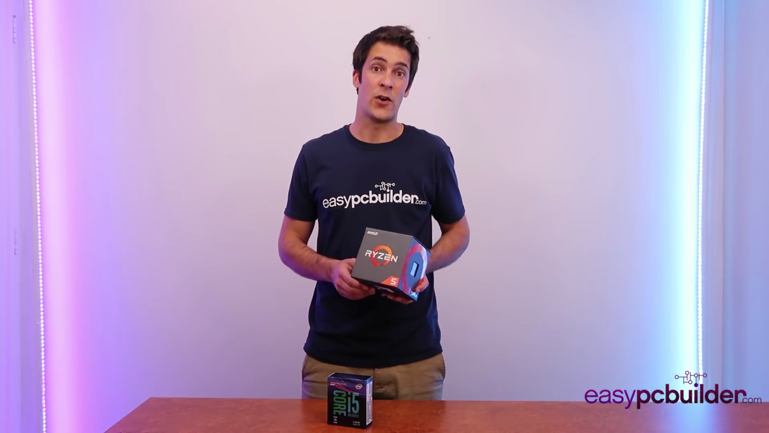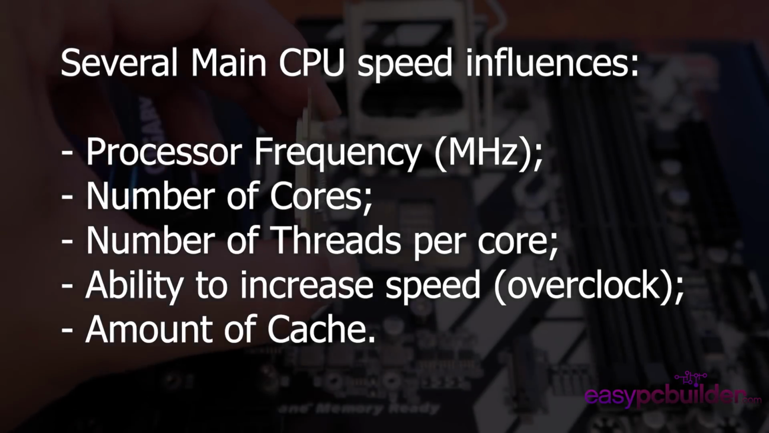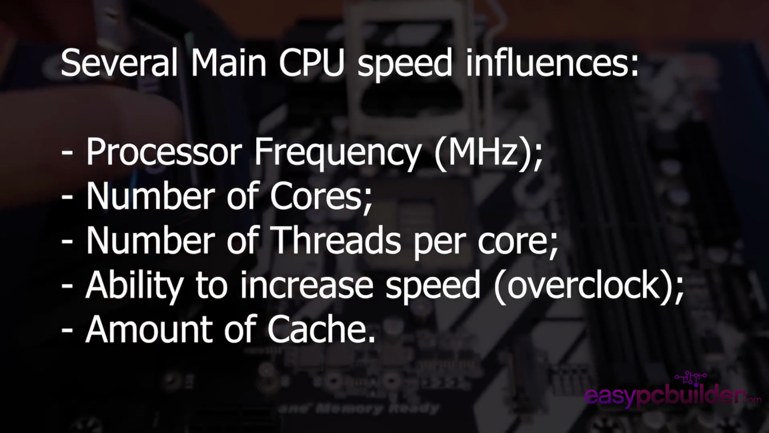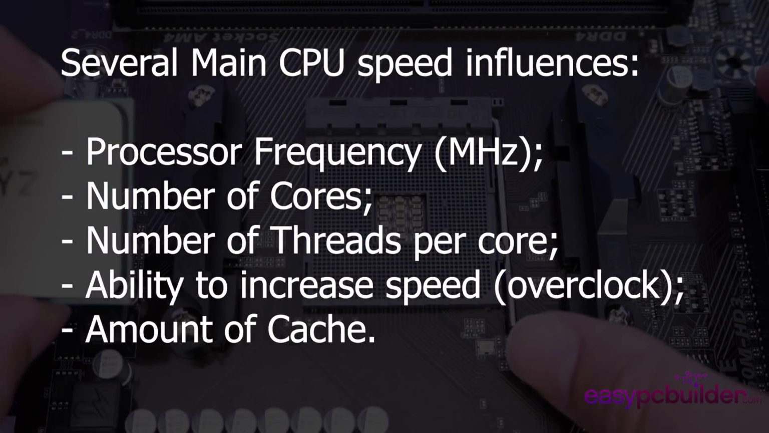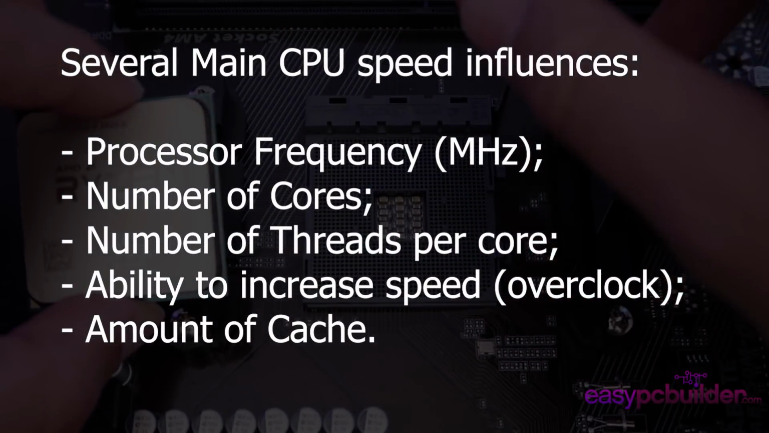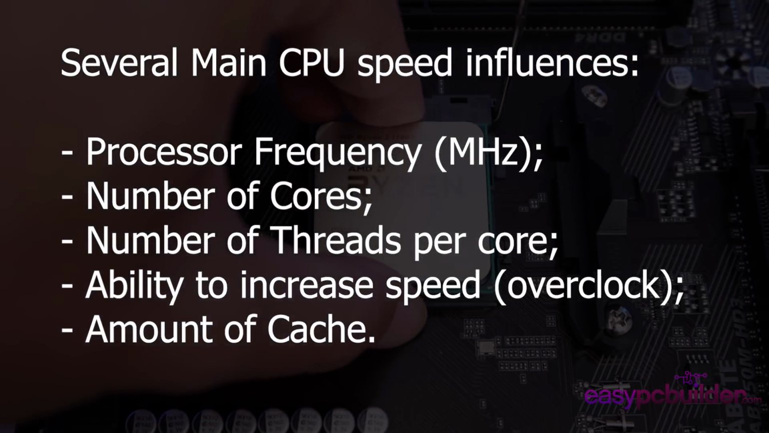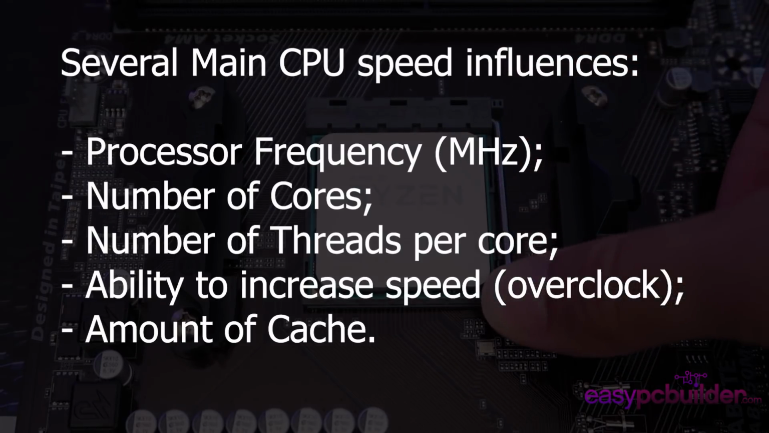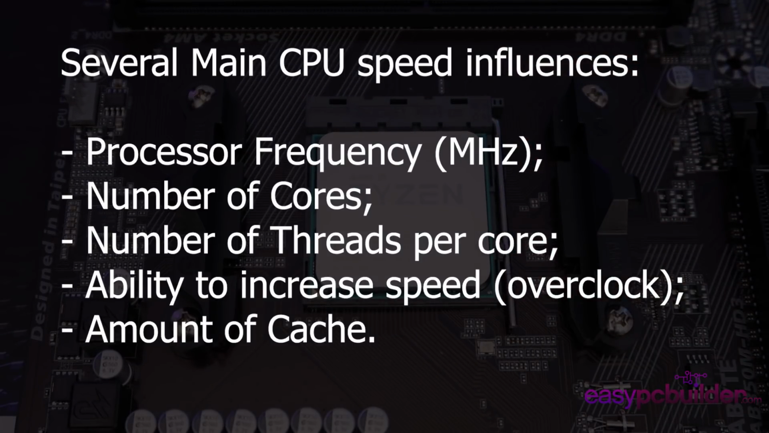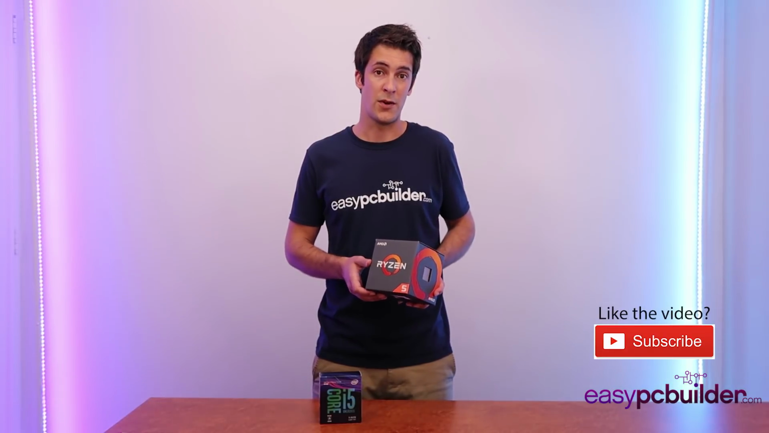Generally, the biggest change is their overall output speed. The several main influences are the processor frequency, which roughly translates to the overall speed, the number of cores, which was previously generally 4, now it's 6 to 8 in higher end gaming CPUs, the number of threads per core. Multiple threads allow for parallel execution on each CPU core. Lower end CPUs don't generally have this functionality. The ability to increase speed or overclock, and other items like the amount of cache available to each CPU core.